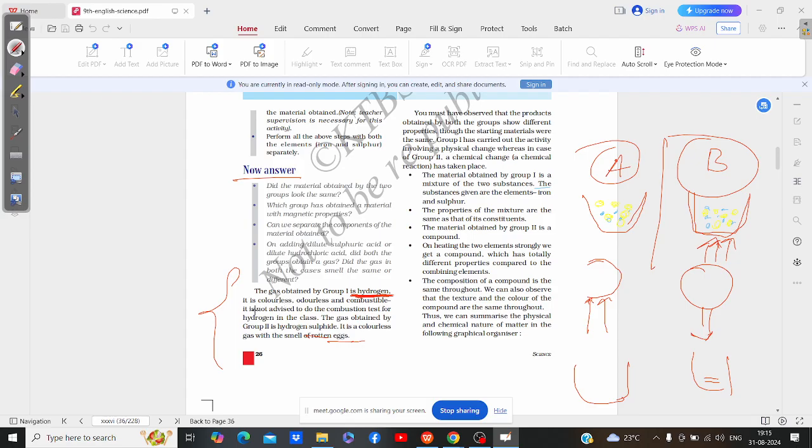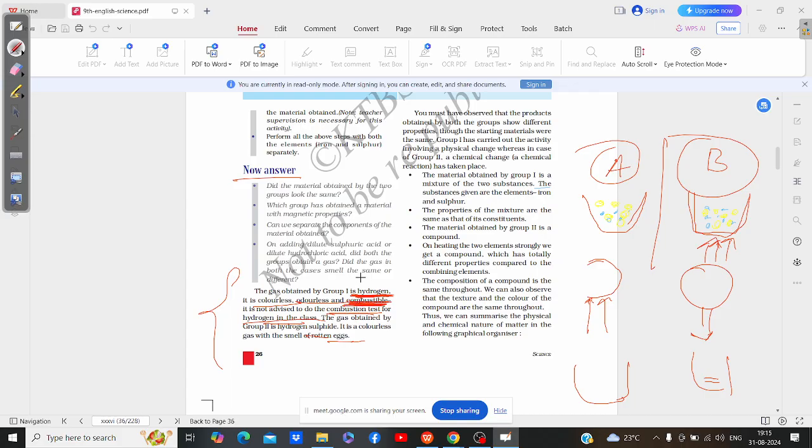This hydrogen gas is colorless, odorless and combustible. It is combustible, it is not non-combustible. That's why they won't advise you to do the combustion test for hydrogen in the class. This is very harmful, so that's why they won't allow the combustion test.